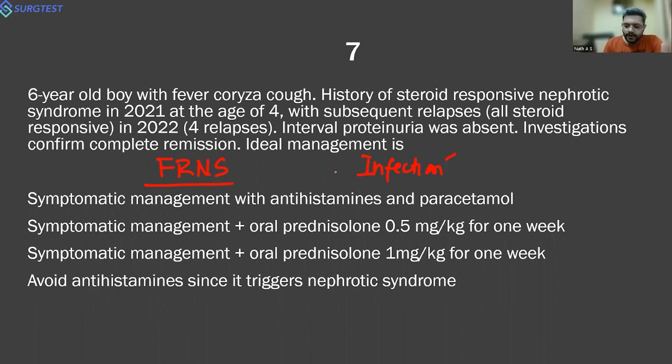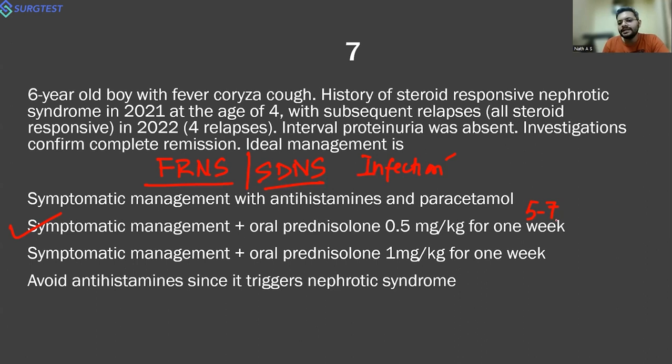So for frequent relapsers as well as steroid dependence, the KDIGO guidelines specifically say that only for these two populations of nephrotic syndrome, whether they are steroid dependent or frequent relapsers, you would give a dose of steroid for 1 week, a course of just 1 week during the infection itself, apart from treating the infection. And the dose recommended is 0.5 mg. So apart from symptomatic management, you would give oral prednisolone 0.5 mg per kg for 5 to 7 days. That is a recommendation in the KDIGO.